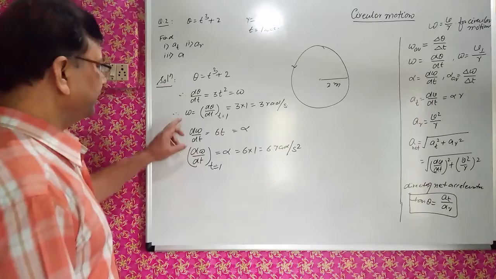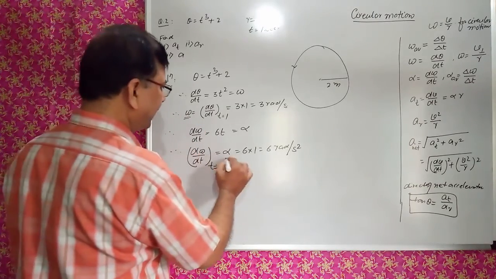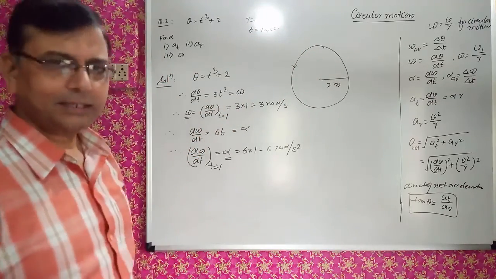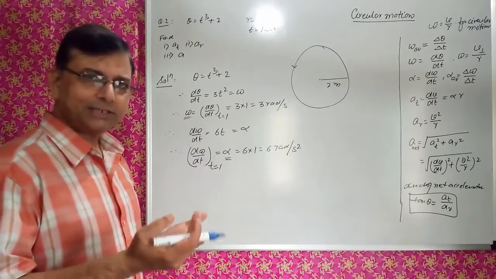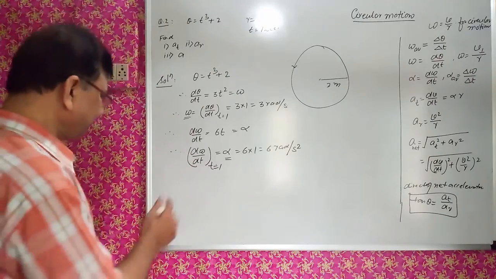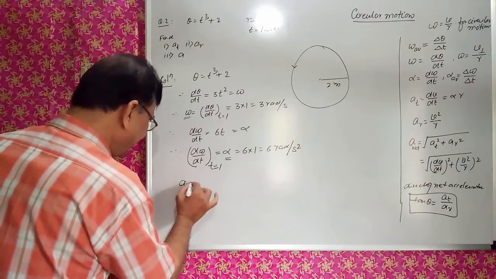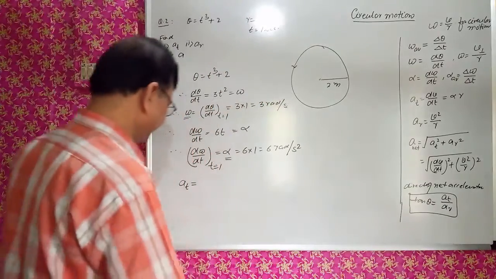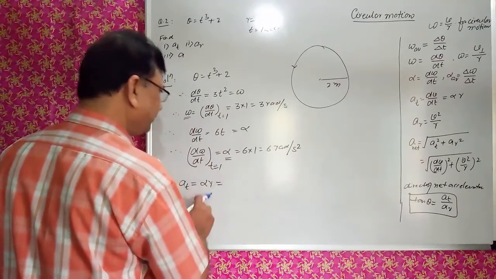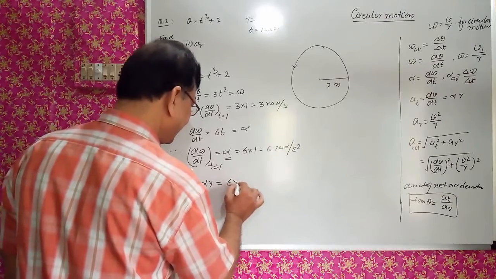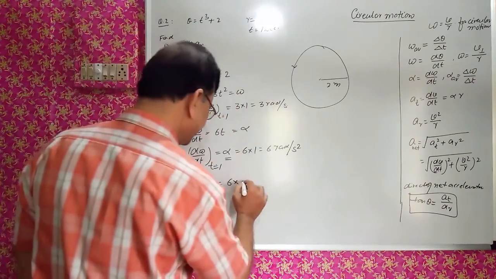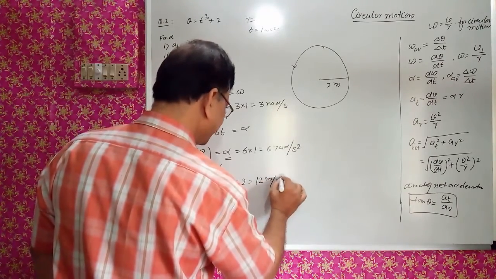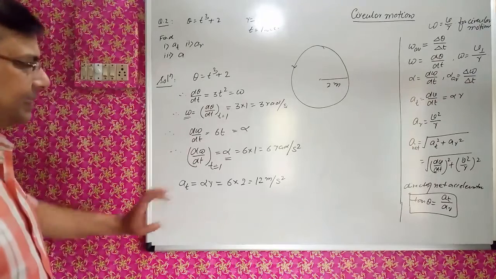So two things we got. We got omega and alpha. The radius of this circular path is given as 2 meters. Then we can find tangential acceleration and the radial acceleration. We know tangential acceleration at is equal to alpha into r by magnitude. So alpha into r. What is alpha? 6 radians per second square, and this is 2 meters. So that is 12 meters per second square. This is the tangential acceleration.